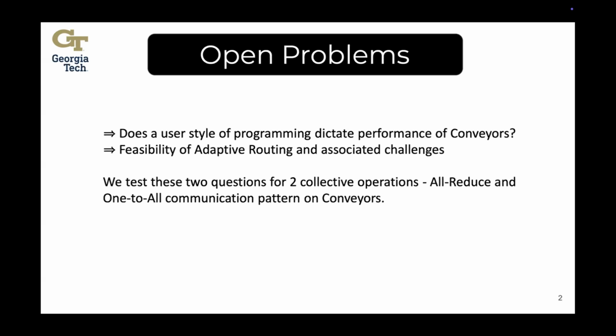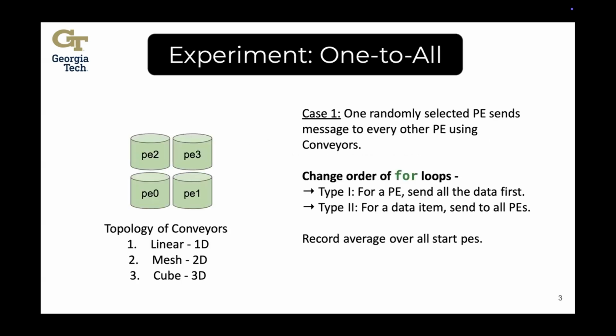And second, we also try to understand the feasibility of adaptive routing and its associated challenges, since conveyors as of now has static routing enabled inside. So we test these two questions using two collective operations, all-reduce and the one-to-all communication pattern, which are both implemented on conveyors, and conveyors internally uses OpenSHMEM.